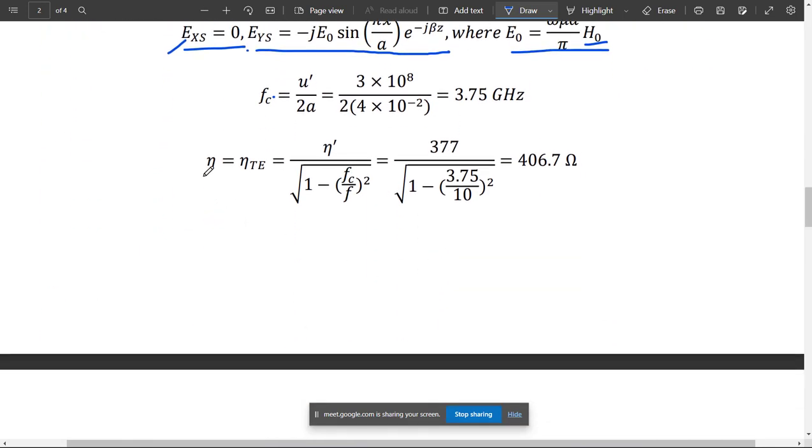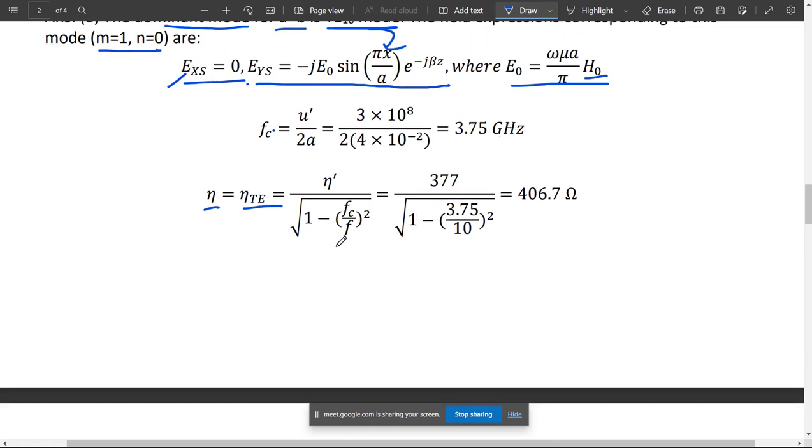Then again, eta for TE mode will be equal to this eta dash. Eta dash will be the same as eta because epsilon r here is 1. So again this will be the formula. We'll put all the values. We know Fc, we know F, and we get eta.